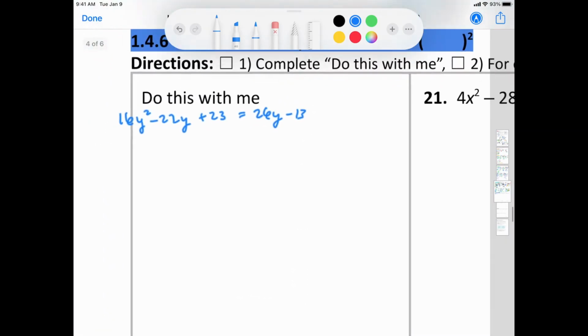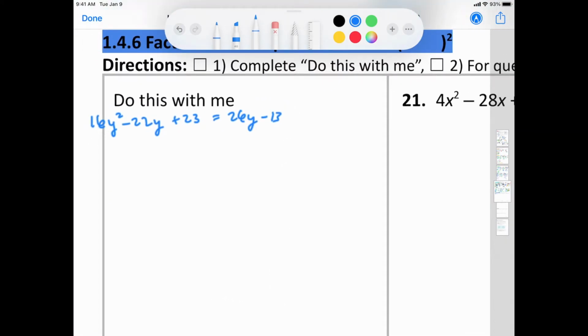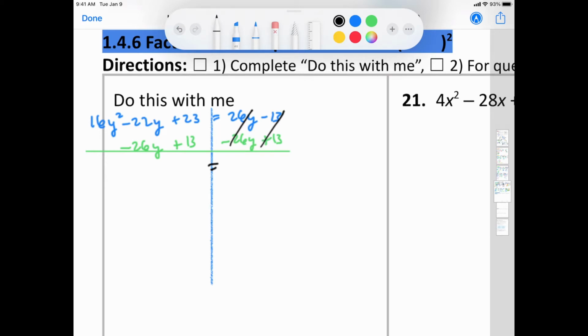So here, I want to make sure that it's set equal to 0. And I wanted my a value to be positive, so what I'm going to do is I'm going to move everything on this side. We're doing opposites. Basically, what the opposites does is this. They call them properties of equality. That's 0, 0, so that's now set equal to 0, and it's kept my a value positive.